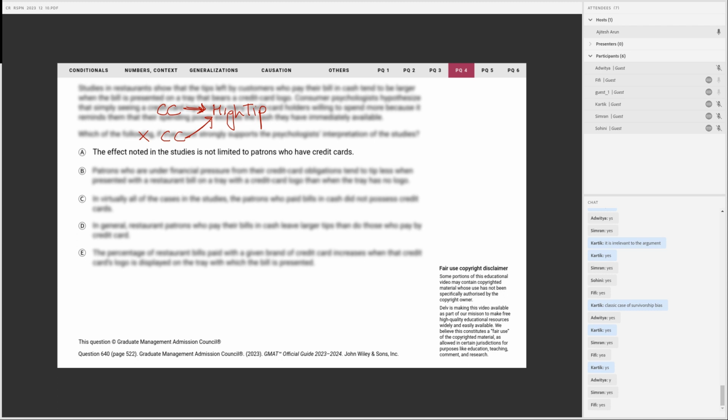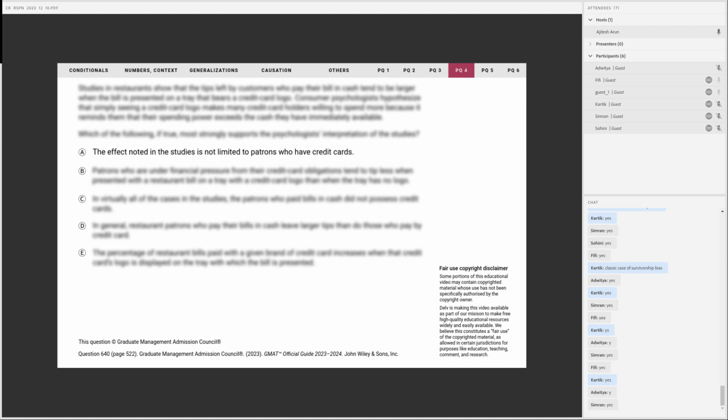Now, this is a big problem for the hypothesis. The hypothesis is that seeing a credit card logo reminds many credit card holders that they have greater spending power than the amount of cash that they have. But if somebody doesn't have a credit card, then how do they get reminded of that extra spending power? Where is that higher tip coming from? So it seems that the hypothesis is incorrect. Quick check, yes or no on this if you're comfortable with A. Okay, I've got a few yeses. Okay, we can always come back to A.